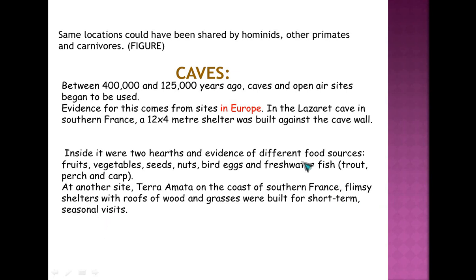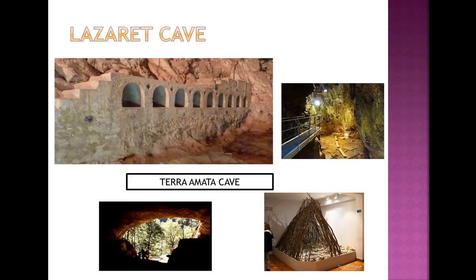So all these remains are found in Europe, and the two places are Lazaret Cave and Terra Amata, both on the coast of southern France. Now look at these diagrams, the pictures and everything which is given here. Lazaret Cave, these are not found in your textbook. It is for you to understand.